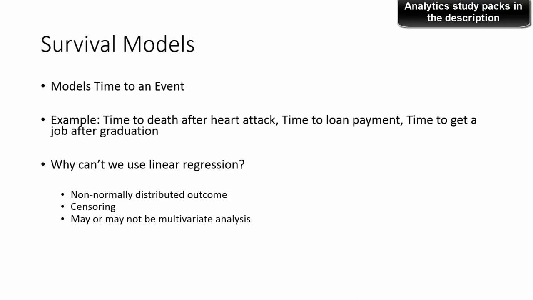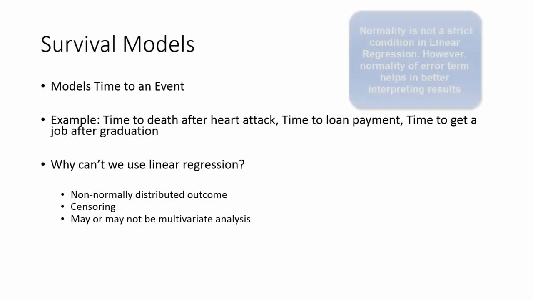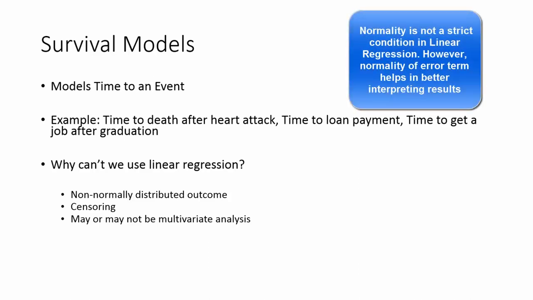The question arises, why can't we use linear regression? There are basically three reasons. The distributed outcome, time to an event, is usually not normally distributed. The second thing is censoring. Censoring is nothing but partial information.